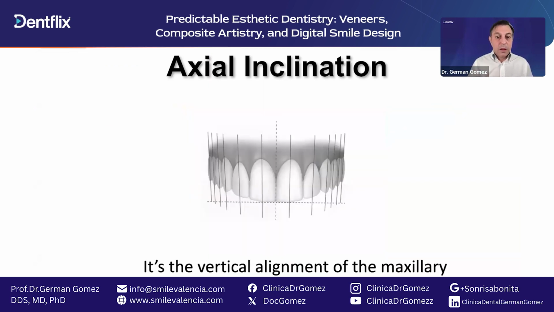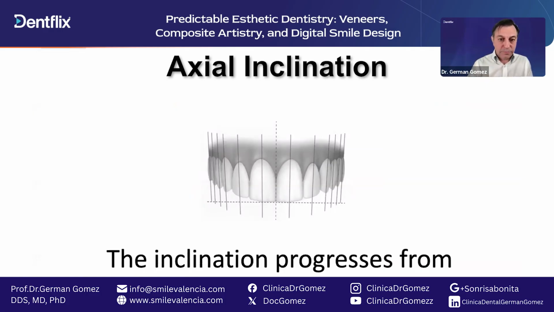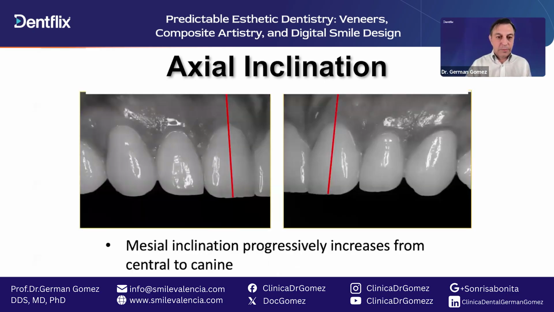So, axial inclination, it's called. The axial inclination is the vertical alignment of the maxillary teeth with regard to the midline. Now, the midline is of course straight, but all the teeth have some inclination, and the further we go back, the more inclined it is. The mesial inclination progressively increases from the central to the canine.